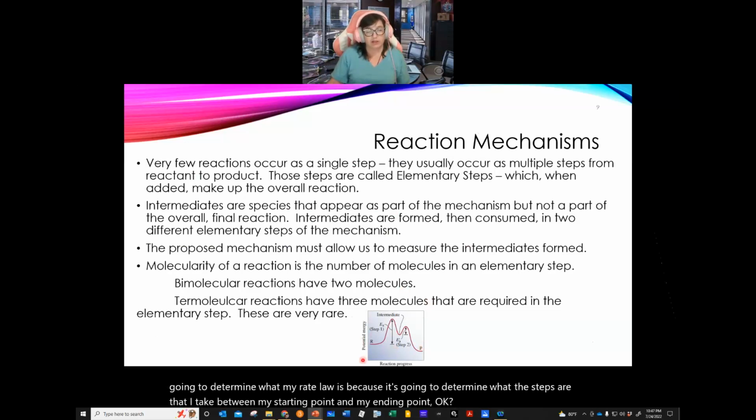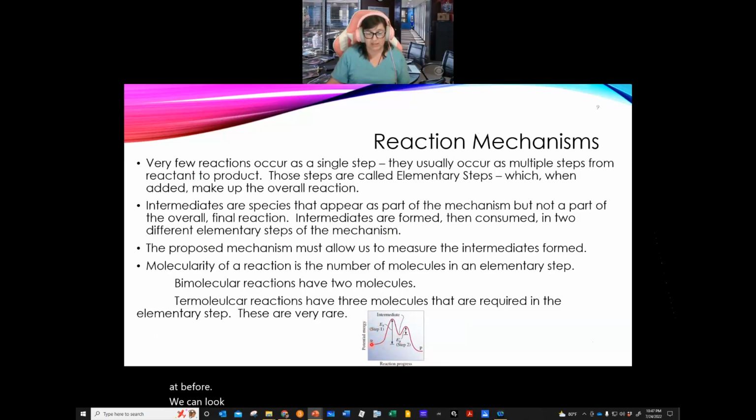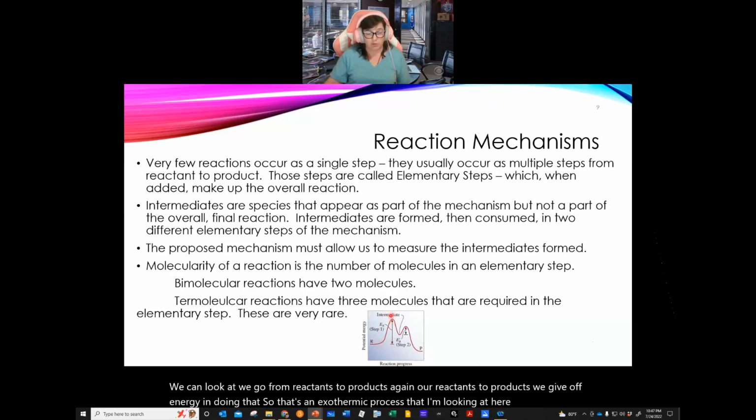So if we look at a potential energy versus reaction progress graph, similar to what we looked at before, we go from reactants to products. Again, our reactants to products, we give off energy in doing that. So that's an exothermic process that I'm looking at here, right? I know that this high point in this first graph, step 1, is measured by the activation energy for that particular compound. And then I have an intermediate that exists at that top point. Okay, we talked about that last time.